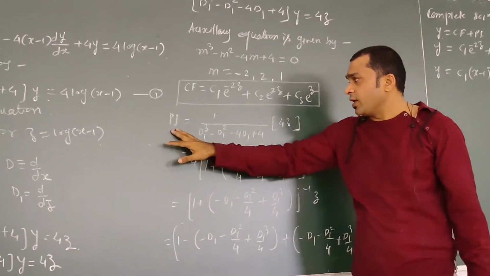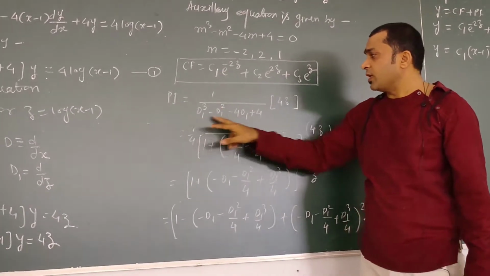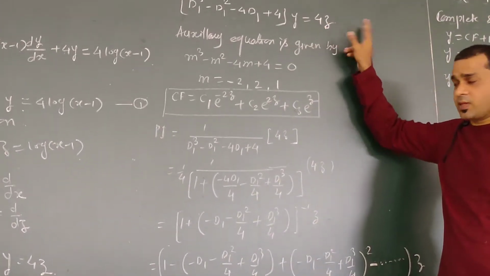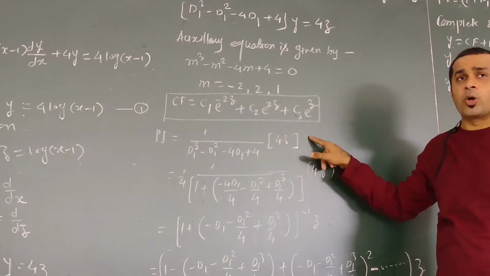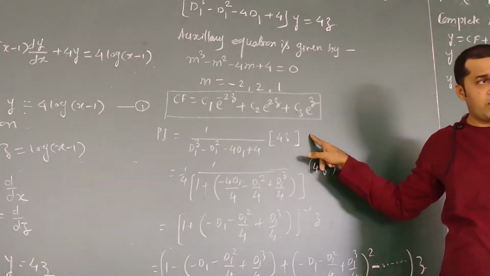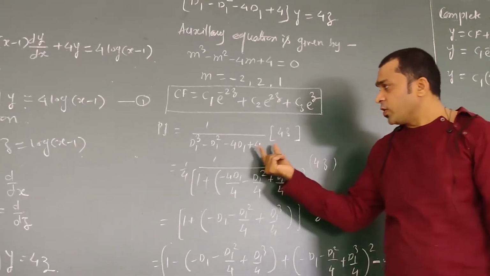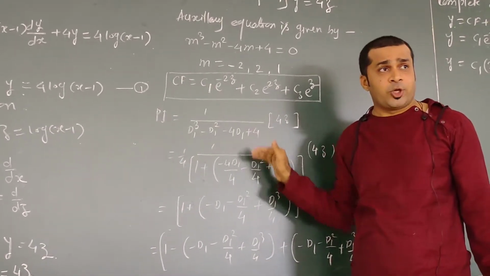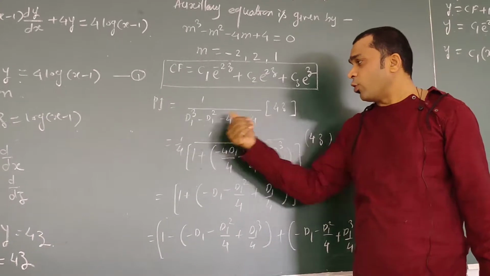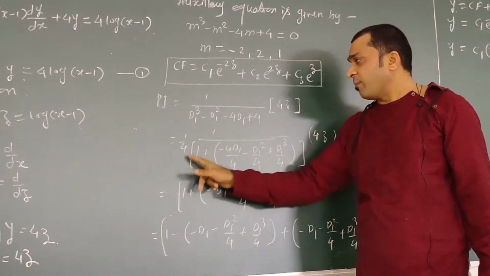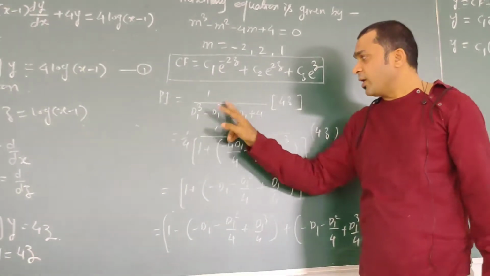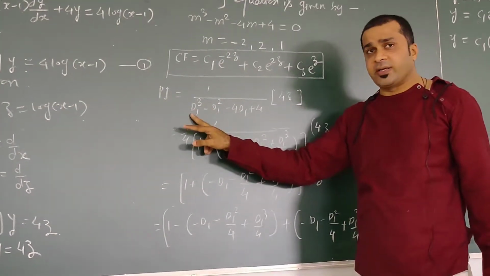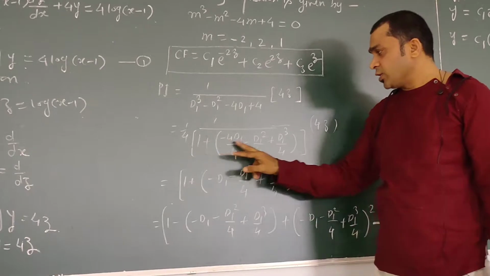After that, the particular integral will be given by 1 upon that function of D1, into the RHS part, that is 4z. Now 4z means z is having the power 1, it is a polynomial of degree 1. What we do here is take the lowest degree term in the denominator outside and write the denominator in the form 1 plus. So I take the 4 outside, then write into 1 plus form. Dividing by 4, that will be 1 plus this quantity.